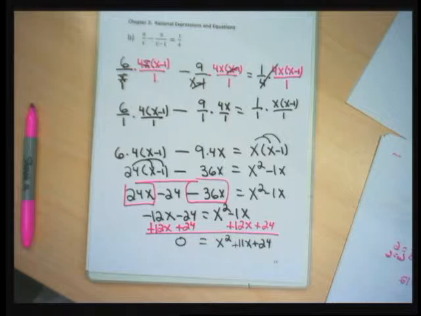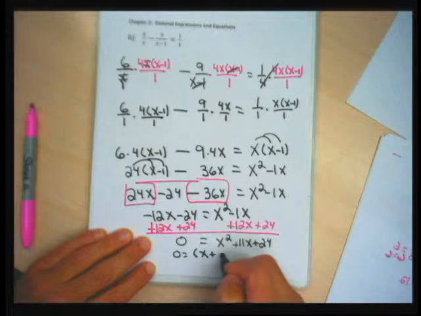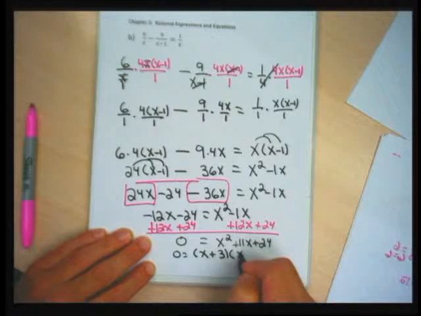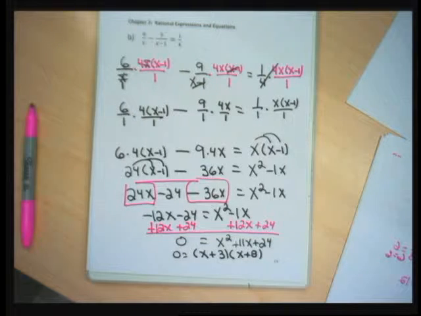I have to factor that. It's easy factoring. It's no bottoms up because there's not a number in front of the x squared. My lasts have to multiply to 24 and add to 11. That will be 3 and 8.